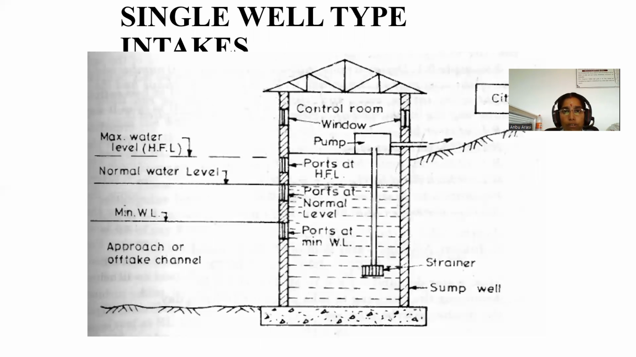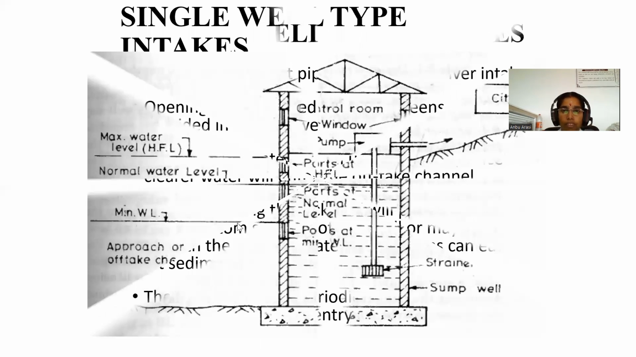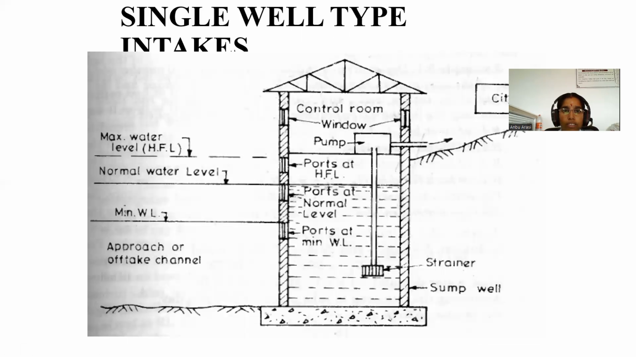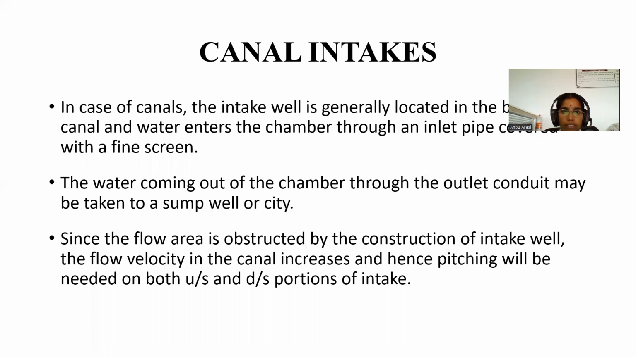This is the cross section of a single well type intake structure. Here we see only the sump well. Here, sump well and jack well are both available, and then only it is called twin well type, and this is called a single well type intake.